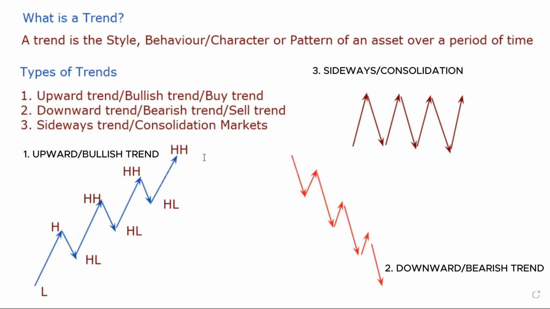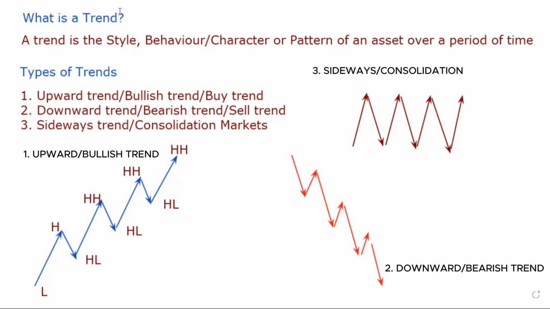So that is how an uptrend is represented. So it moves from a low to a high, then it comes to a higher low, then moves to a higher high, comes to a higher low, moves to a higher high, comes to a higher low, and moves to a higher high. So that is how the Forex market that is trending upwards keeps moving. Are you with me now?